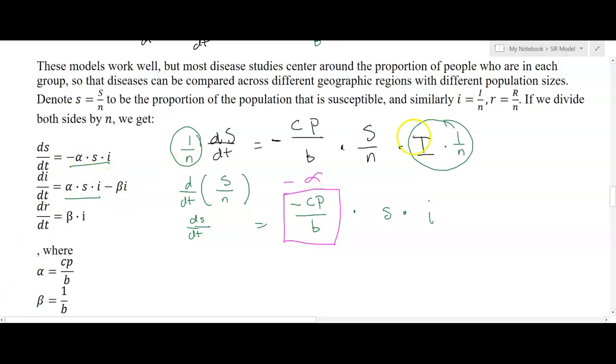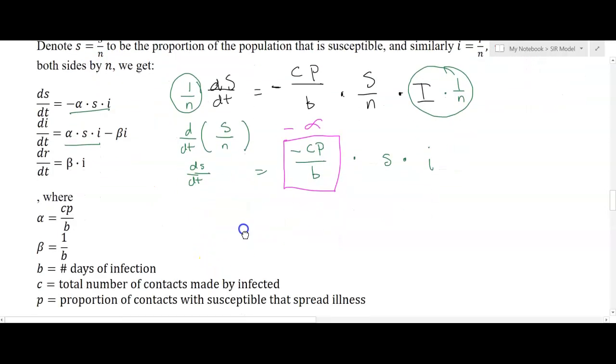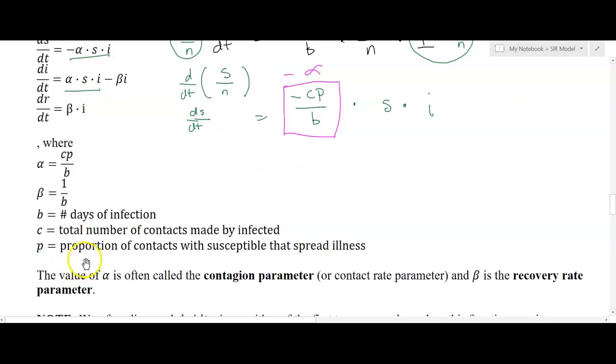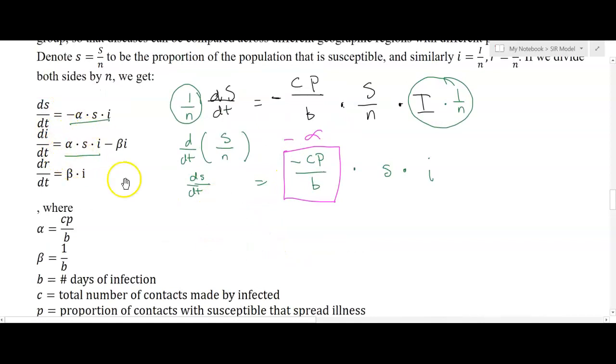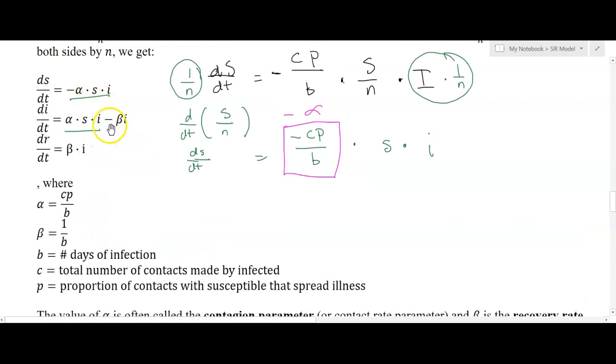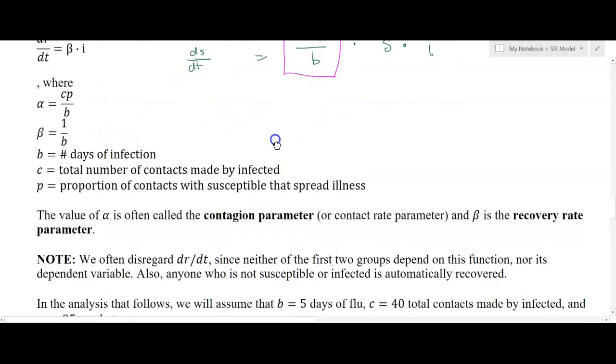Beta, this guy here, is really just the 1 over little b, the 1 divided by the number of days the person is infected for. B is the number of days of infection, C is the total number of contacts made by infected, and P is the proportion of contacts with susceptible that spread the illness. A lot of times you'll hear, and in movies like Contagion, alpha is often called the contagion parameter because it describes at what rate people become infected. And beta is the recovery rate parameter because it describes how rapidly people become recovered.